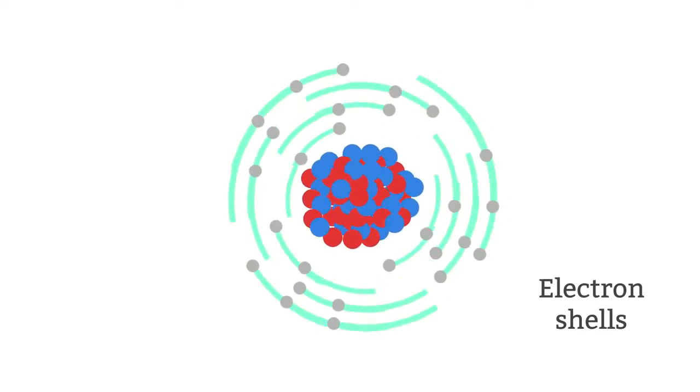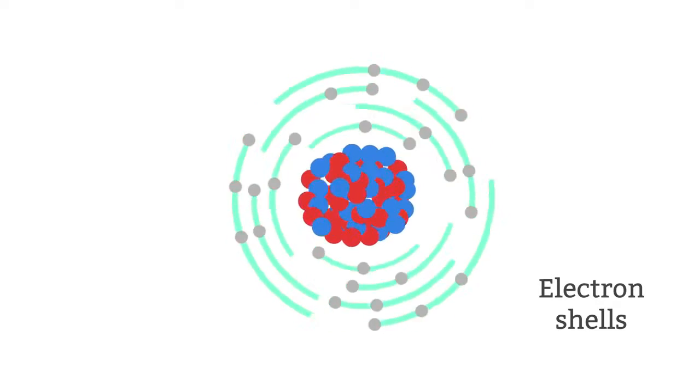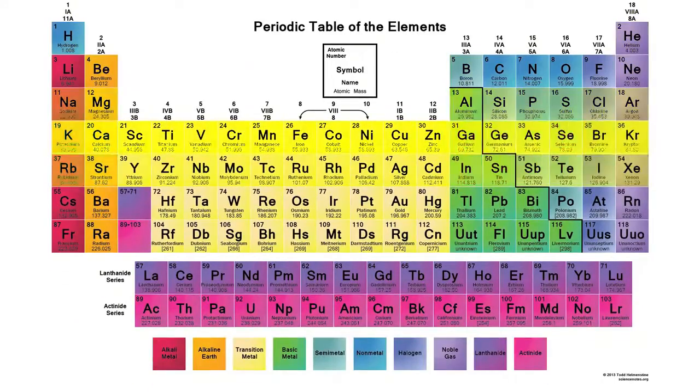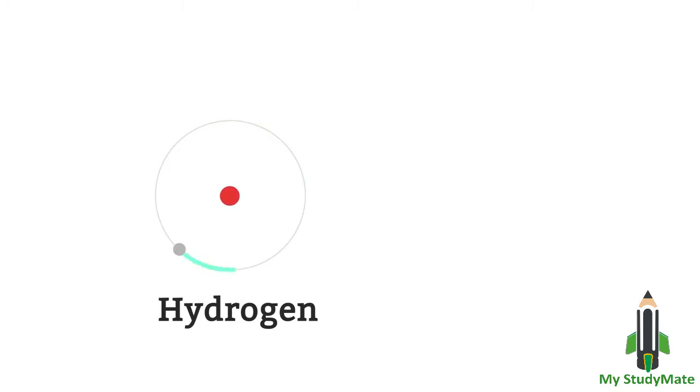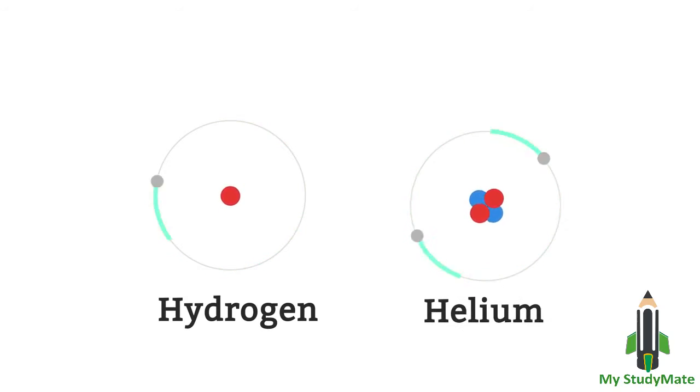The number of electrons each shell can take can be seen by looking at the rows of the periodic table. The first row has just 2 elements in it, hydrogen and helium. The first shell can take just 2 electrons. Hydrogen has 1 shell with 1 electron in it, and helium has 1 shell with 2 electrons in it. Look at some of our other videos to learn more about how electrons arrange themselves.